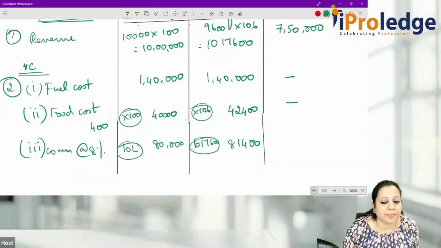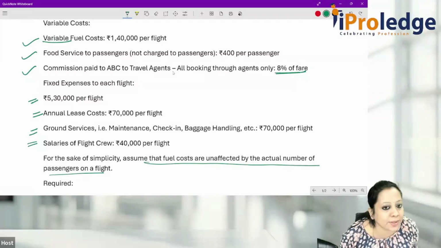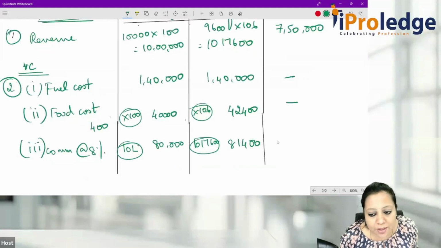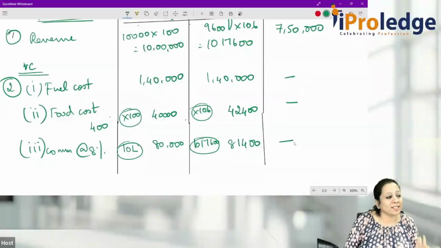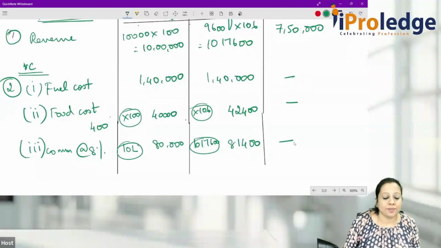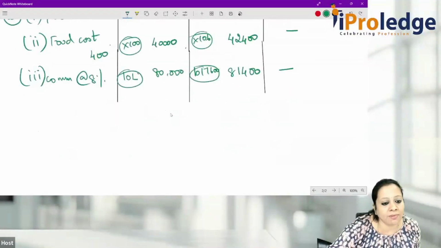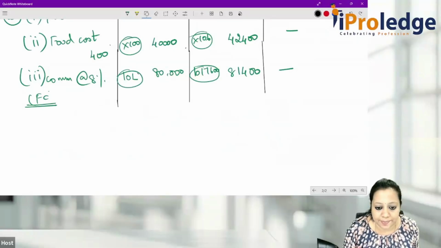So here, what have they said about the commission? Commission paid by ABC to travel agents. Correct, students? All bookings are done through agents only. That means for charter, will we have it? No. Charter means we're not having this. So we won't have it. Now we will continue to the fixed cost. So fixed cost also we will subtract.